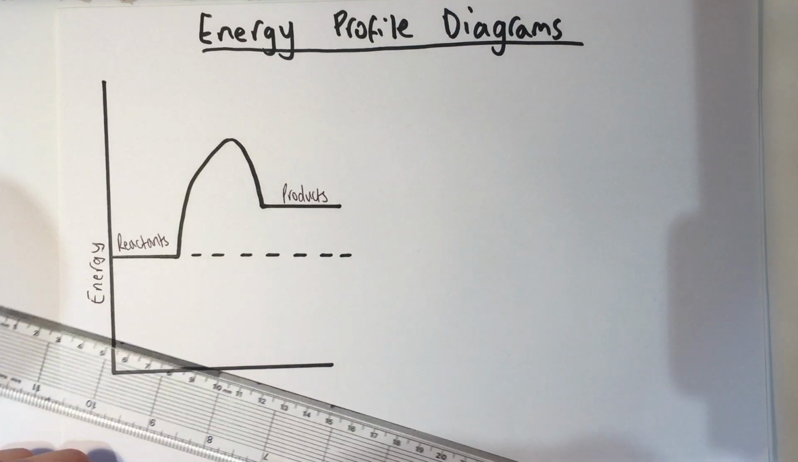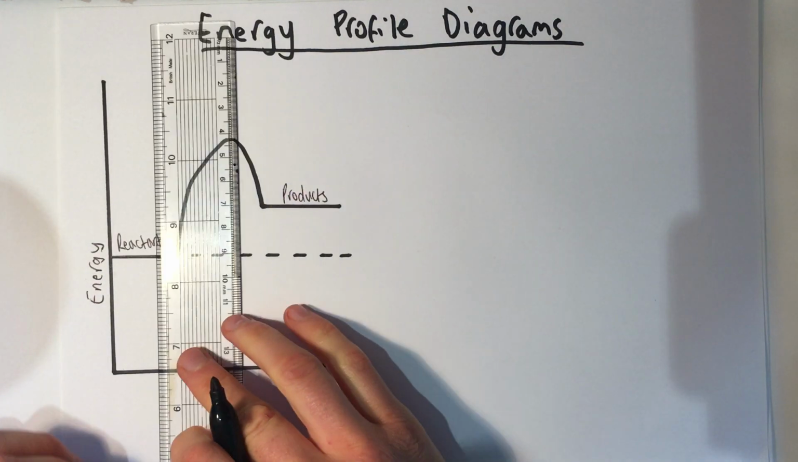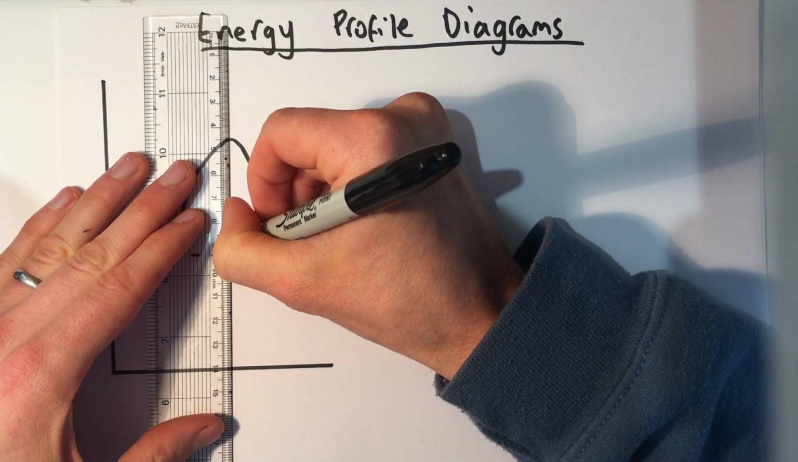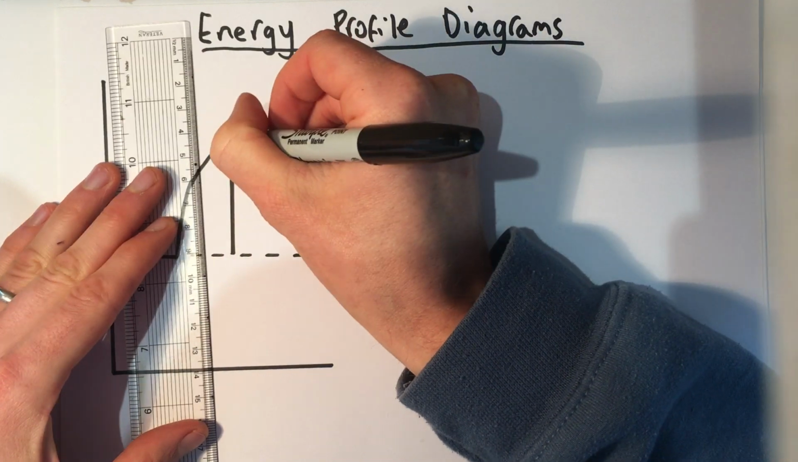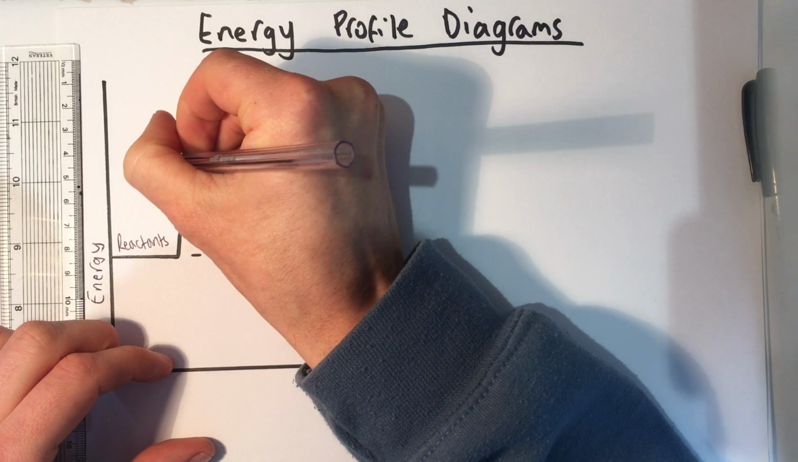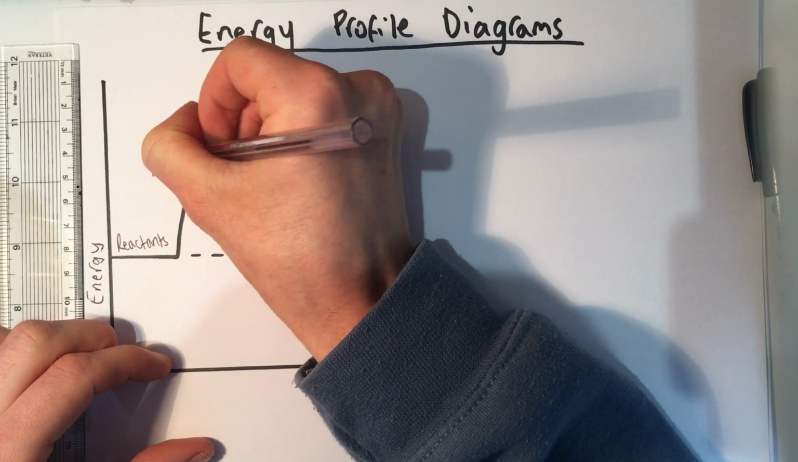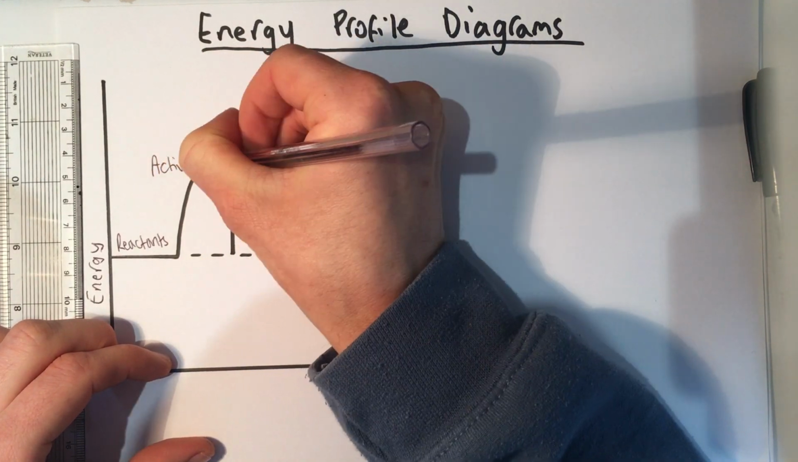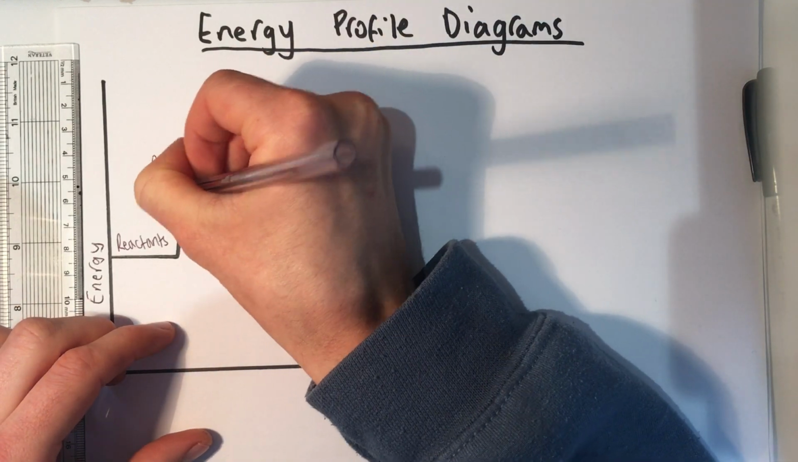There are two important things to label on every energy profile diagram. The first one is the energy required at the start to break those bonds and get the reaction going. This is called the activation energy, because it's the energy that's required to activate the reaction.